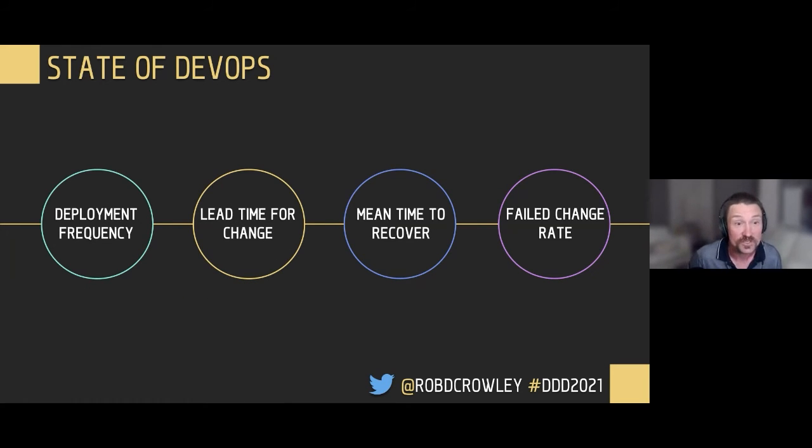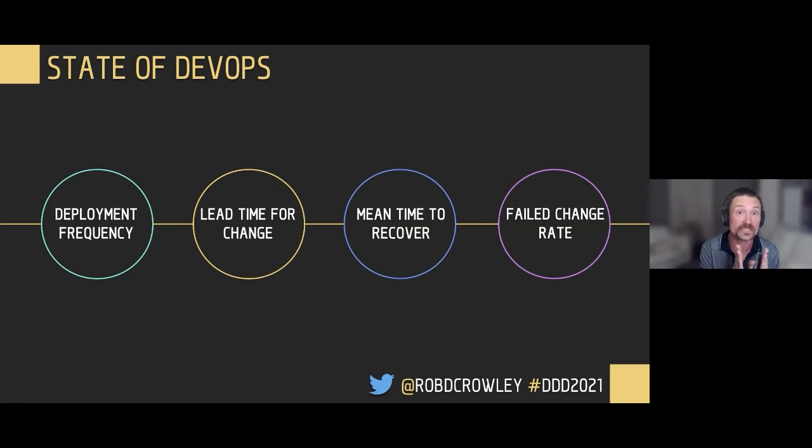There's deployment frequency, and we want that to be as high as possible. There's lead time for change, so how quickly can you go from an idea to working software in the hands of customers? We want that to be as short as possible. There's mean time to recover, so once we have code working in production, and if we have an incident where there's a loss of availability, how quickly can we first identify it and then fix it and restore service?